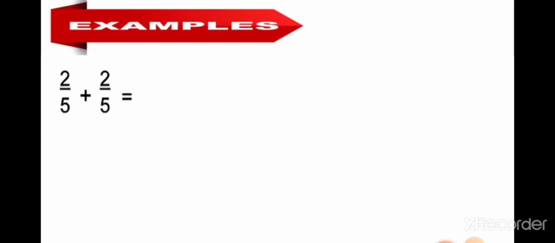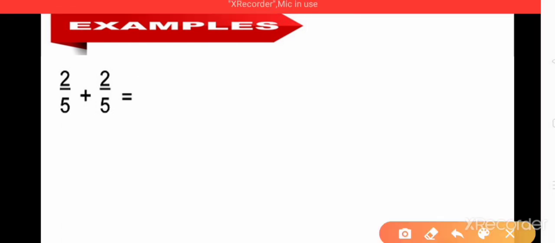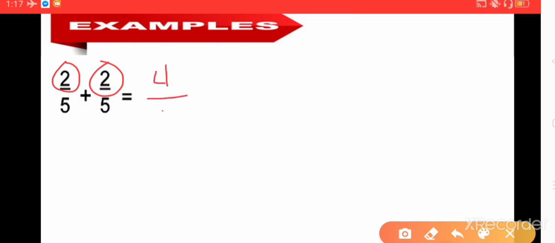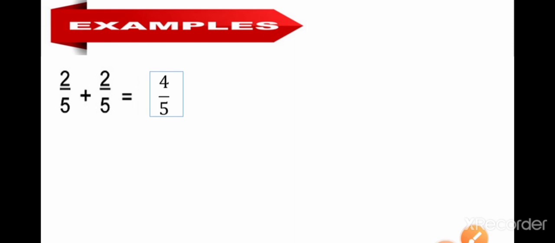So first, we have 2 over 5 plus 2 over 5. First thing to do is to add the numerators. So what are the numerators? We have 2 and 2. So 2 plus 2 will give you 4. Then, yung common denominator is 5. That's why the answer will be 4 over 5.